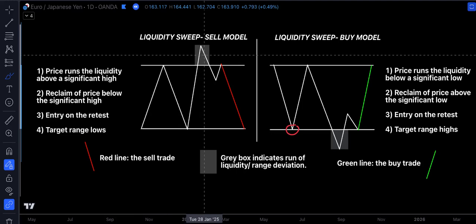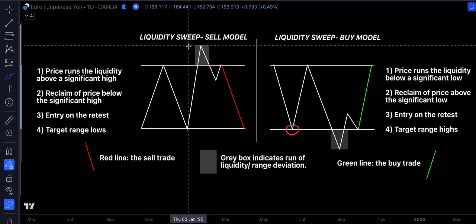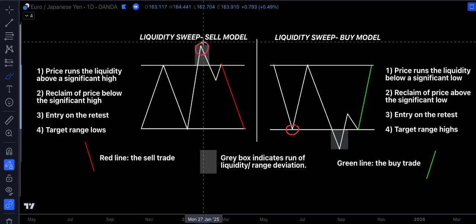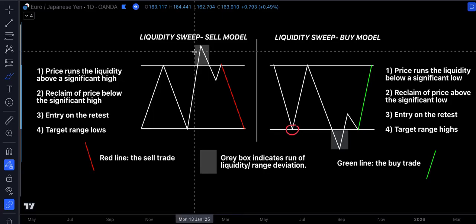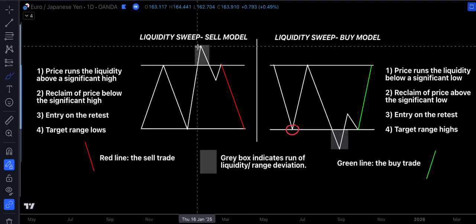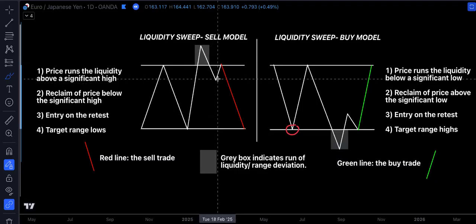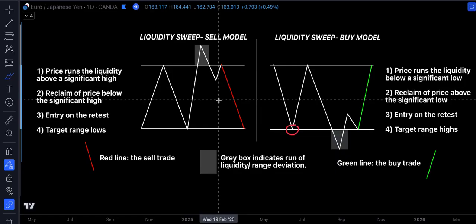So we want to see price run the liquidity above a significant high. Then we want to see a reclaim of price below the significant high. So this is our confirmation because, at this stage, when price is right here, we don't know whether this is a breakout, whether this is a run of liquidity. We have no idea at this current stage. Therefore, we need to wait for essentially the market to show us their hand, okay? And that's done in the form of a reclaim of price below the significant high. So that's this level, this structure right here. Once we see the deviation, we want to see the reclaim back below this significant level right here. And therefore, this is an indication or a confirmation that we may look to trade back to the downside.